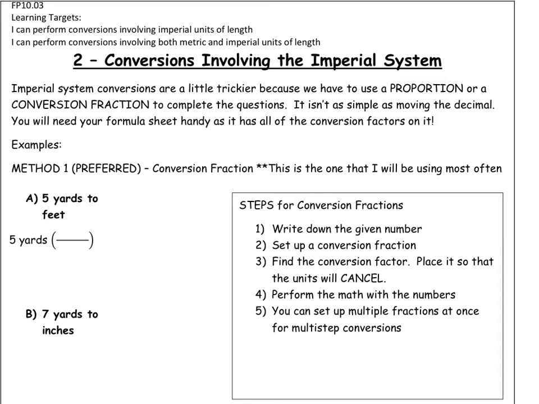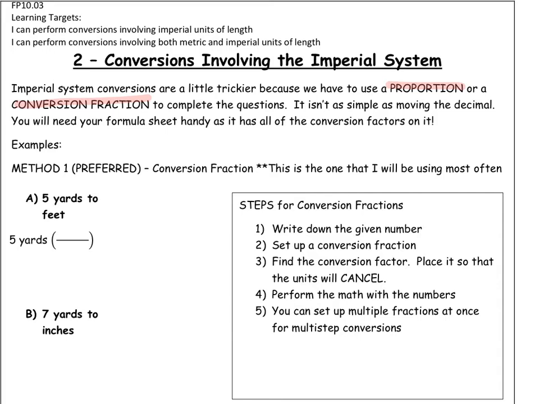So I'm going to show you two different methods that you can use to do these questions, and you can choose whichever one you like better. You can use a proportion, or you can use what we like to call a conversion fraction. I'm going to go through both of those with you, and you can pick your favorite. Before we get started, make sure that you have your conversion sheet, your formula sheet out, because you need to know these numbers off of there, and they are all listed there for you. So make sure you grab that, grab a calculator, and you should be ready to go.